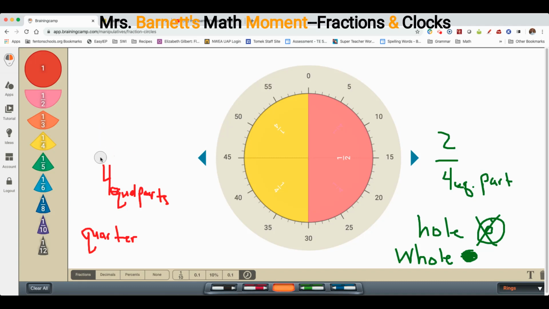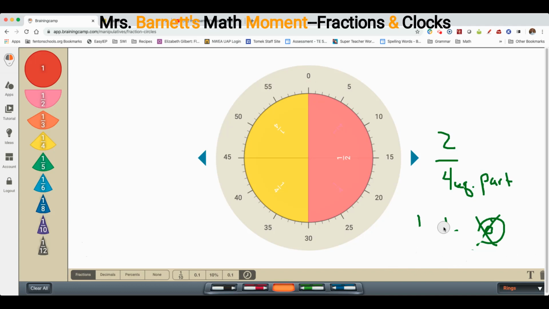So in this case, half of 60 is 30, and you can clearly see that we started at 0 and you count all the way to 30. That's a half. So we have options to break up whatever our whole number is. We can break it into different equal parts.